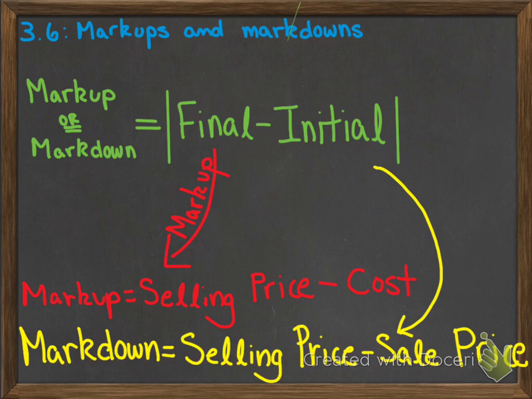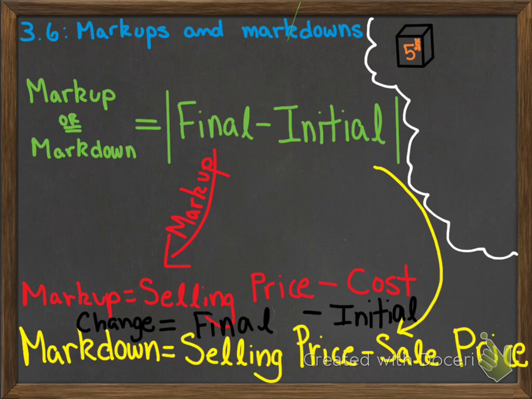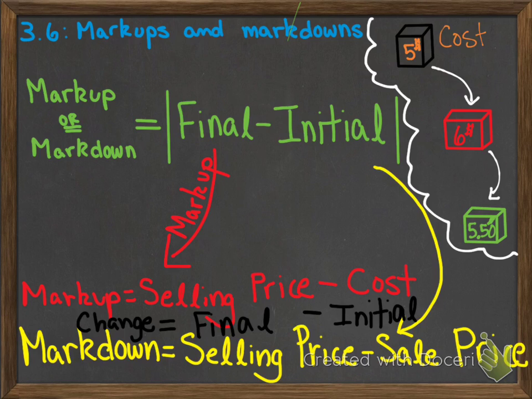You guys seem pretty confident with it in class. I'm just going to try and equate it one more time. Change is final minus initial. Okay? I think that's something that, if you understand that, will help you significantly. So here we just have a picture. Let's say you have a $5 item, and then you go to $6. So $5 is the cost, $6 the selling price, and then the store can't sell it, whatever. They reduce the price to $5.50. Now that $5.50 is your sale price, okay? So 5 is your cost, 6 is your selling price, $5.50 is your sale price, okay?